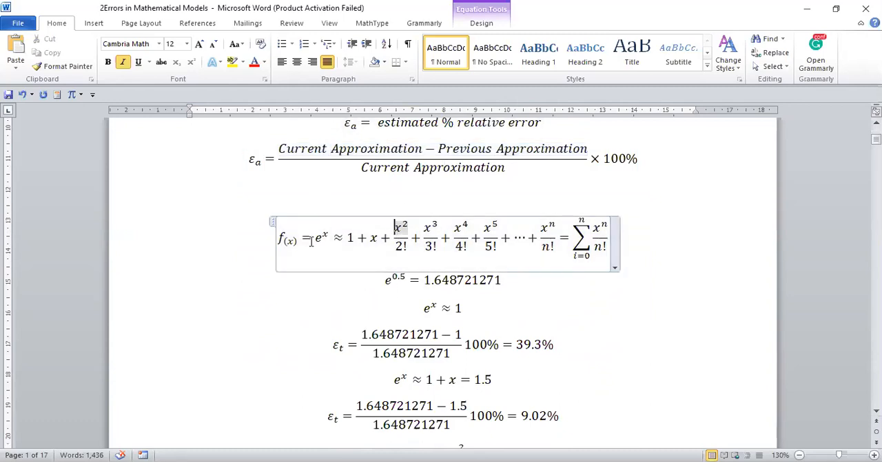So we have this function. This is the exponential function, e to the x.